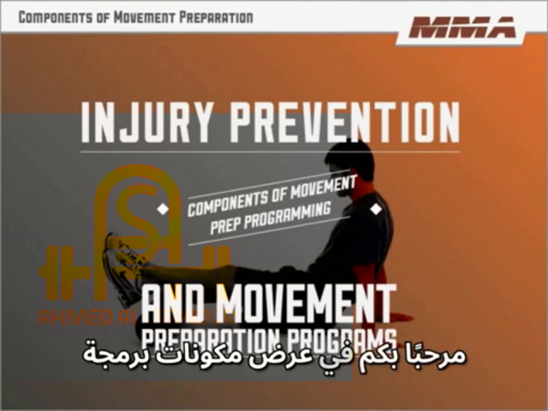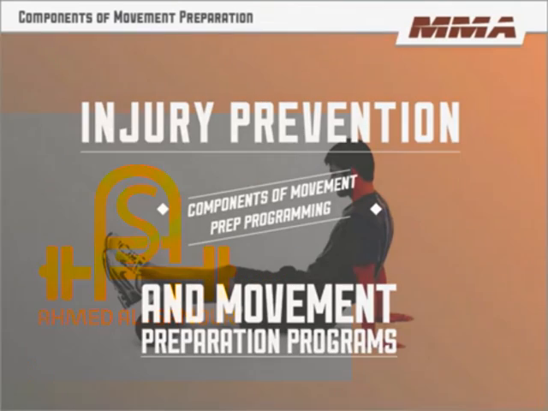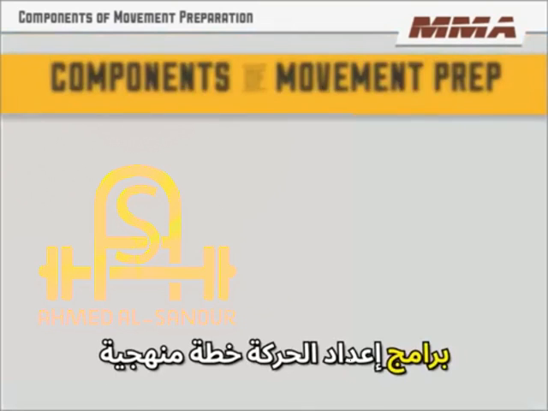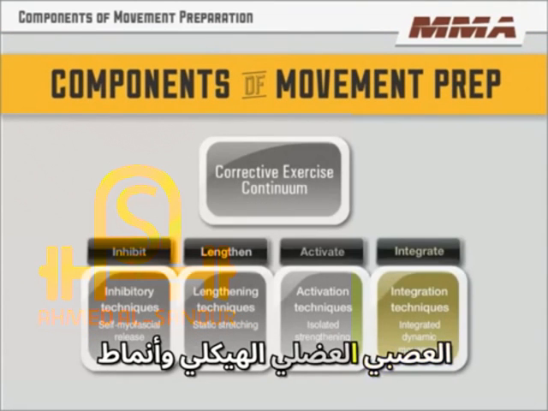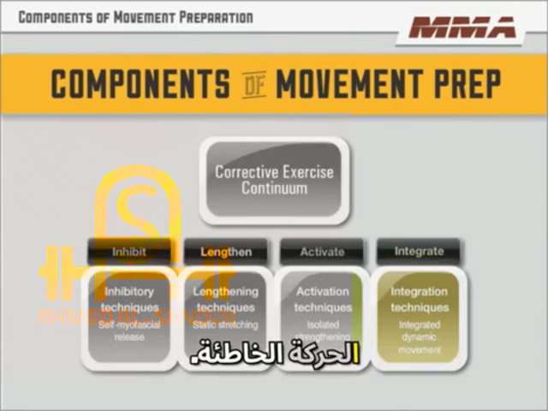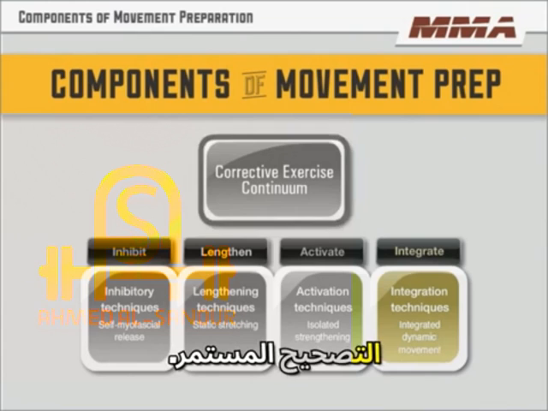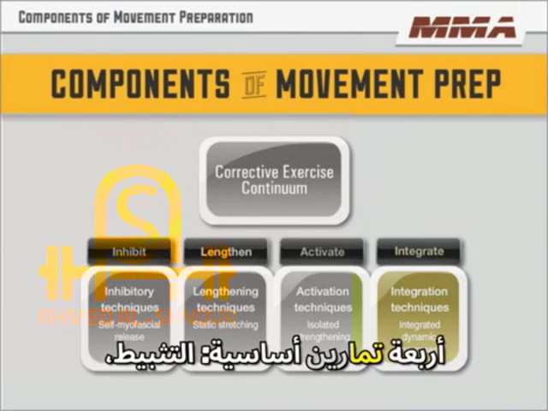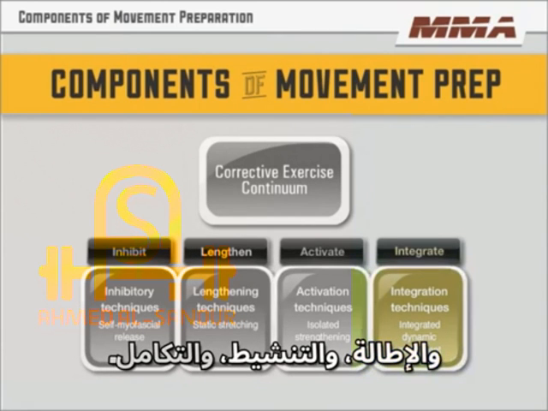Welcome to the components of Movement Prep Programming presentation. Movement prep programs use a systematic plan to help solve neuromusculoskeletal problems and faulty movement patterns. This plan is known as the corrective exercise continuum. The corrective exercise continuum includes 4 primary phases: inhibit, lengthen, activate, and integrate.